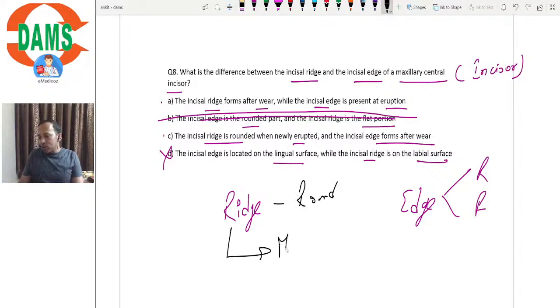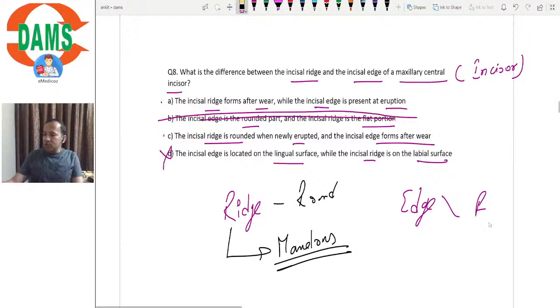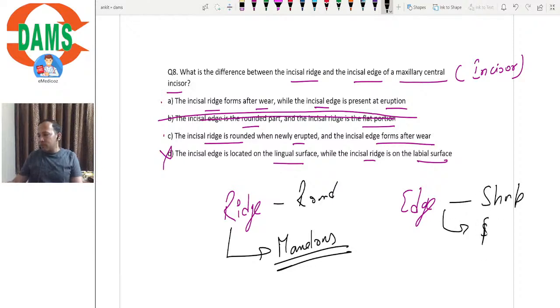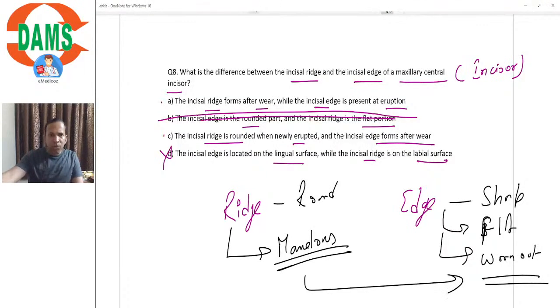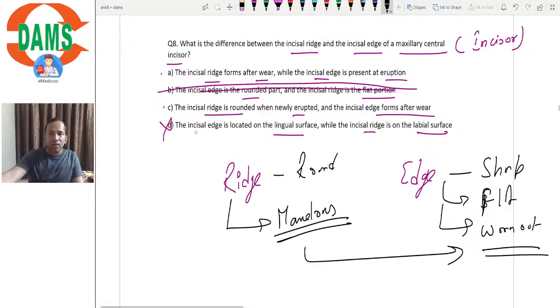So mamelons will be seen on incisal ridge, right? And edge is sharp. Edge is sharp. It is sharp. You can say it is flat, and it forms after the ridge is worn out, right? After the ridge is worn out. So once the ridge is worn out, the edge will form. So option C is the correct answer.